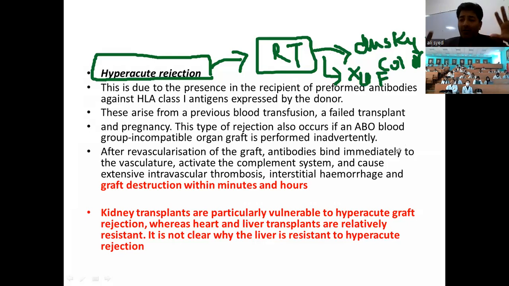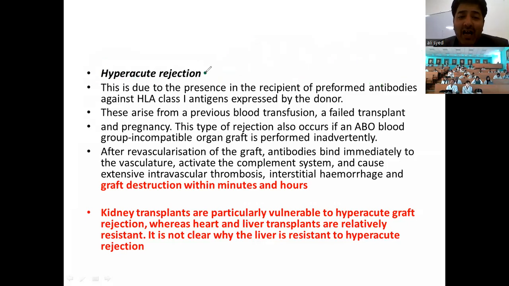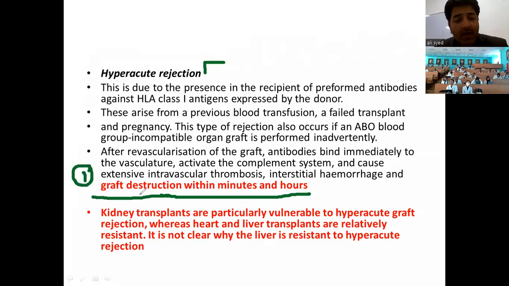So for example, you are a surgeon performing renal transplantation, and you place the kidney, and after placing it the kidney changes its color and there is no urine formation after transplantation. It is your hyperacute rejection. It is your which rejection? Hyperacute rejection. And this rejection occurs within minutes to hours. So this is the first point which you must remember. It occurs within minutes to hours.